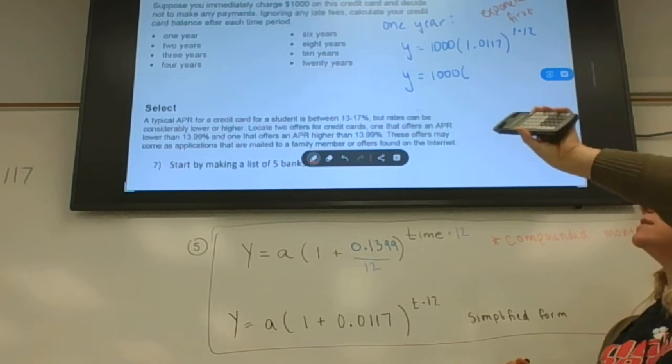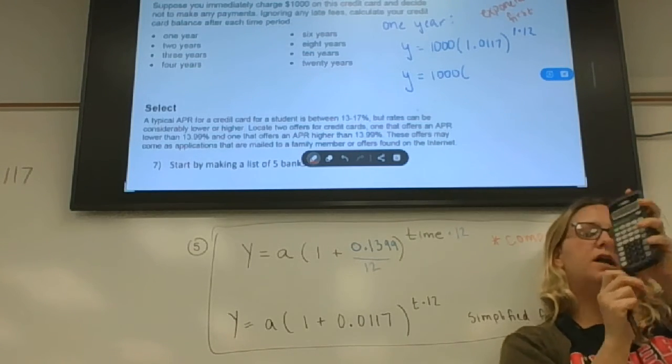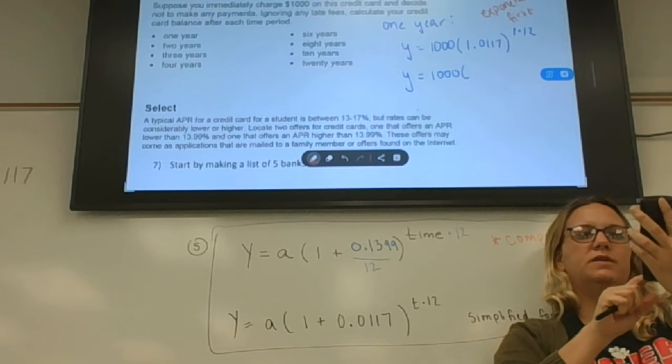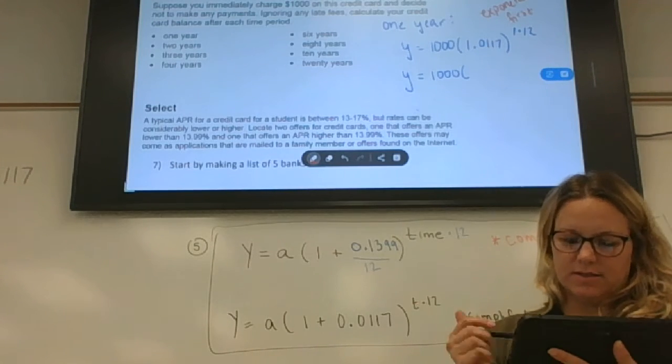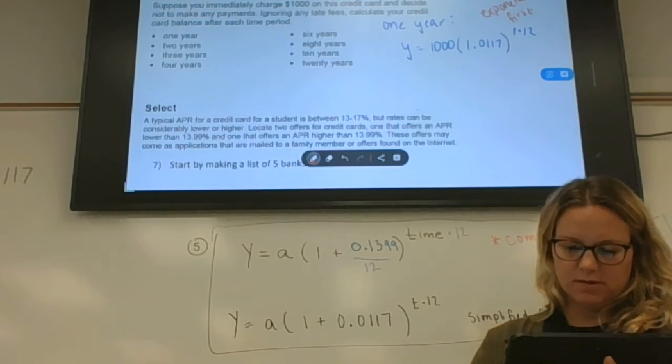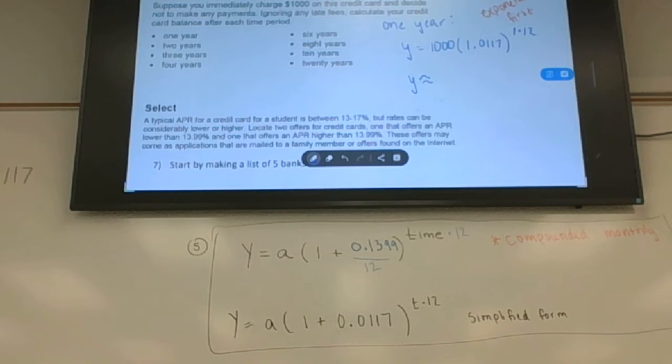All right, so you get a huge decimal when you do 1.0117 to the 12th. I'm going to keep that decimal in my calculator, and I'm going to hit times 1,000. I want your answers to be rounded to money, so round to cents. So it's 1149.80. So the calculation that you have to show on your project is this. After 1 year, if you don't make any payments, you're going to owe $1,149.80. So your first year, you just incurred about $150 worth of interest.